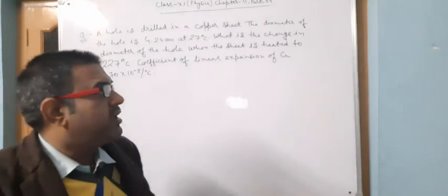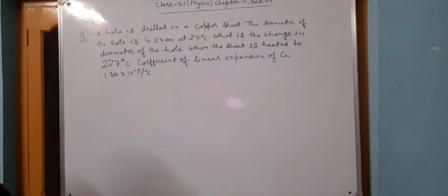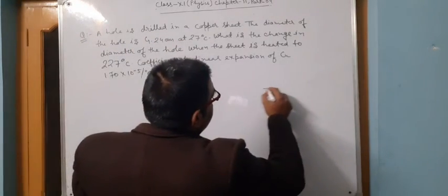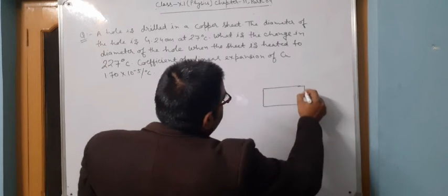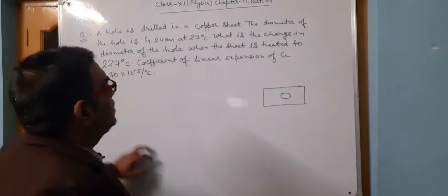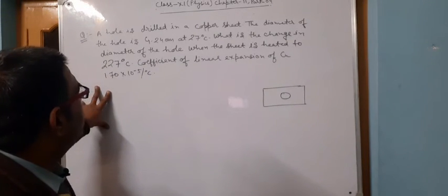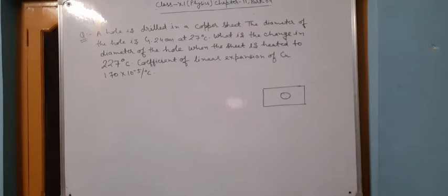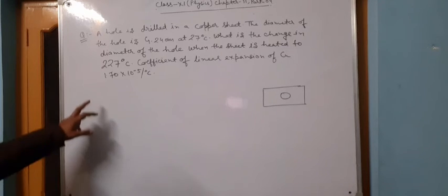Okay, dear students, look at here another question in front of you. Suppose the question is saying that a hole is drilled in the copper sheet. Suppose this is a copper sheet and a hole is drilled in it. The diameter of the hole is 4.24 centimeter at 27 degrees Celsius, the initial temperature. What is the change in diameter?